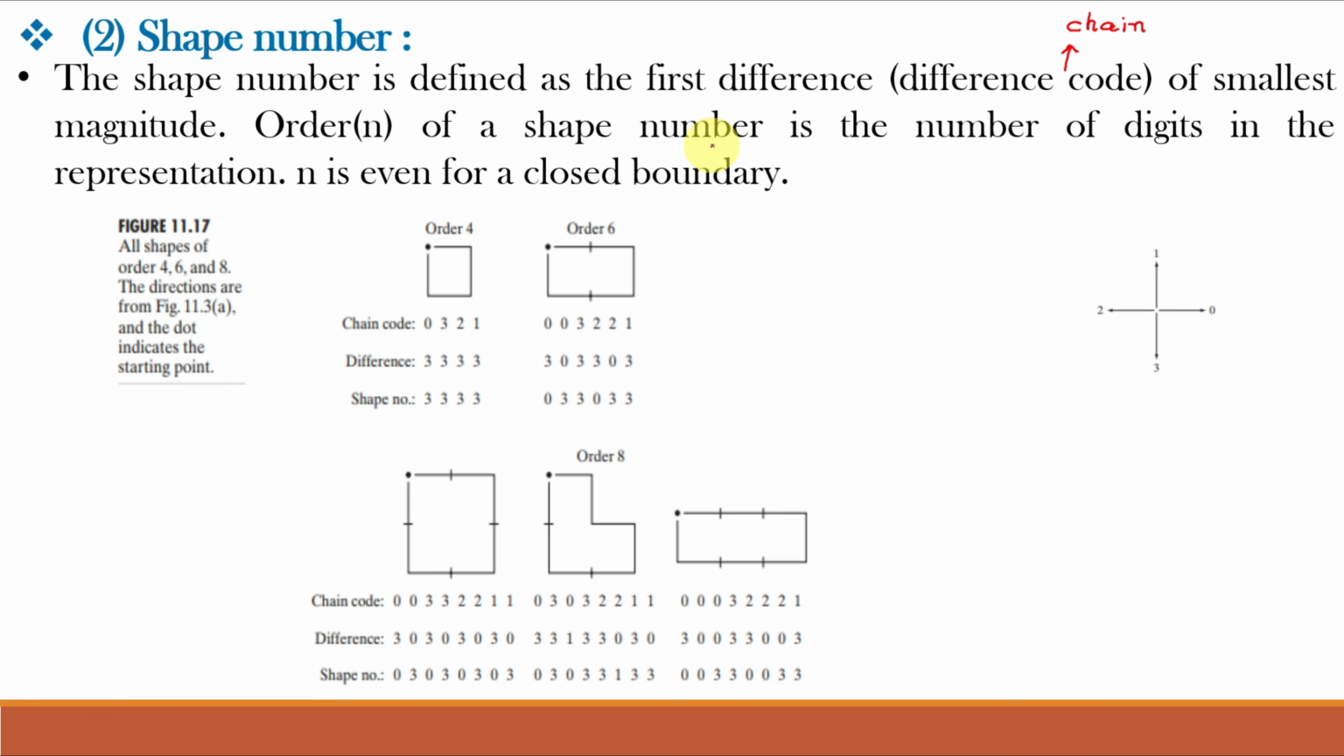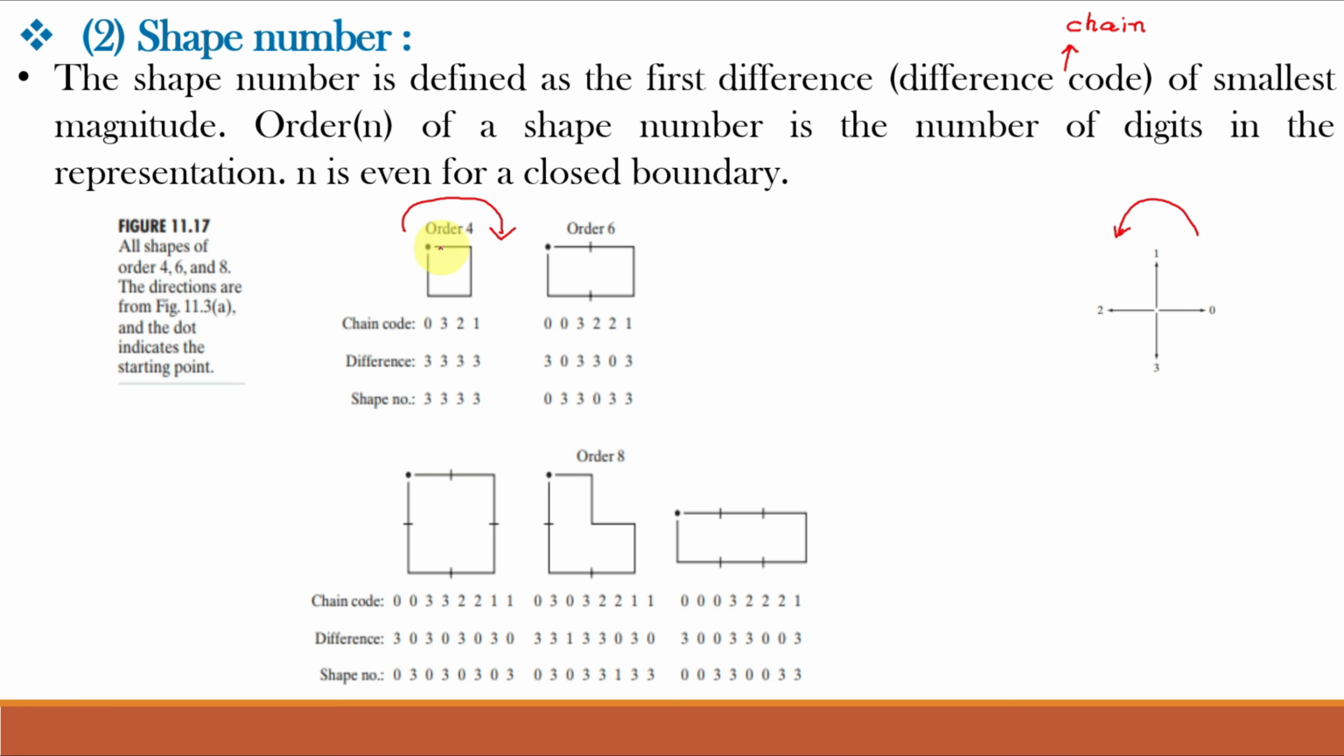Order n of a shape number is the number of digits in the representation, and n is even for a closed boundary. Say for example, this is a closed boundary and this is for order 4. This is the starting point, and we know from the video lecture of our chain code that for writing the chain code we travel in the clockwise direction like this, but of course the chain codes are defined themselves in the counterclockwise direction like this.